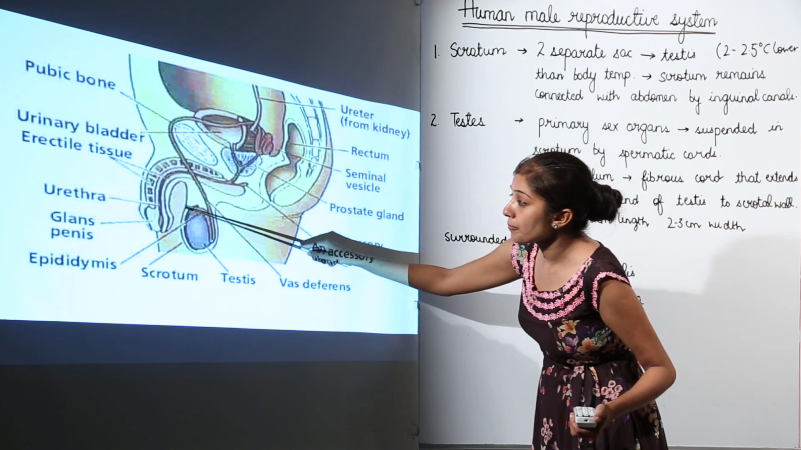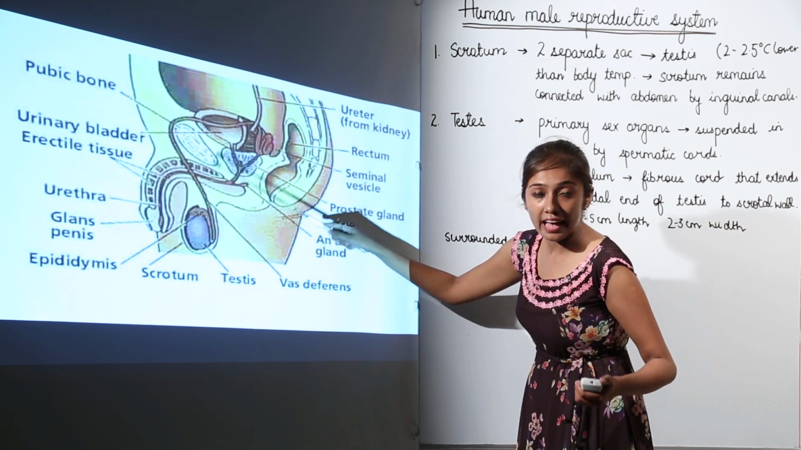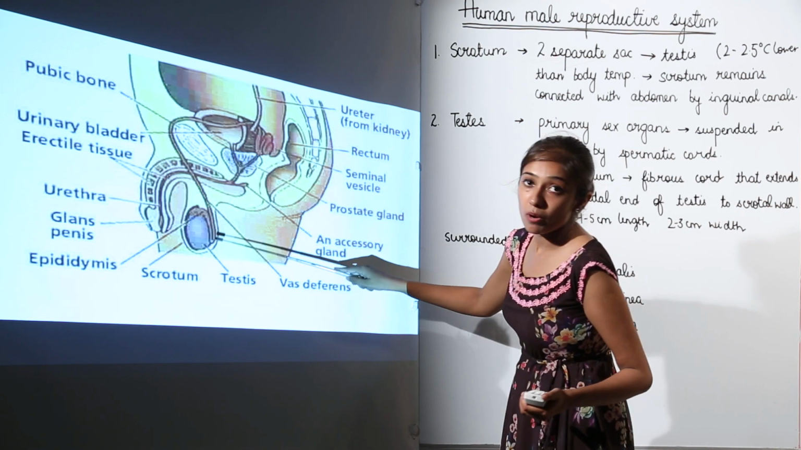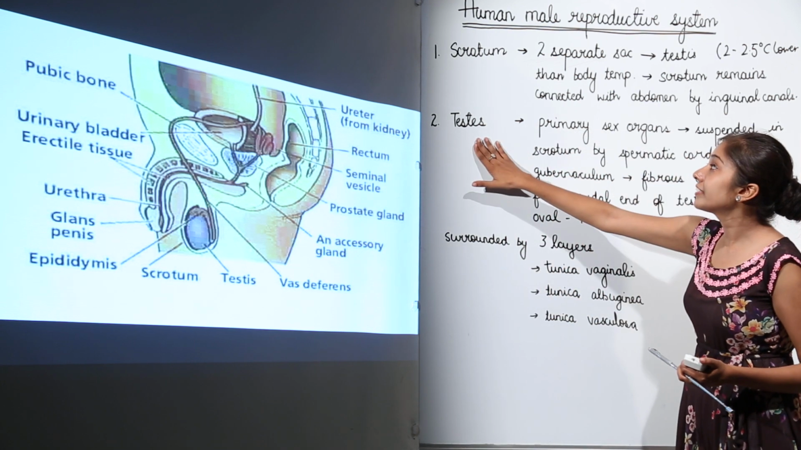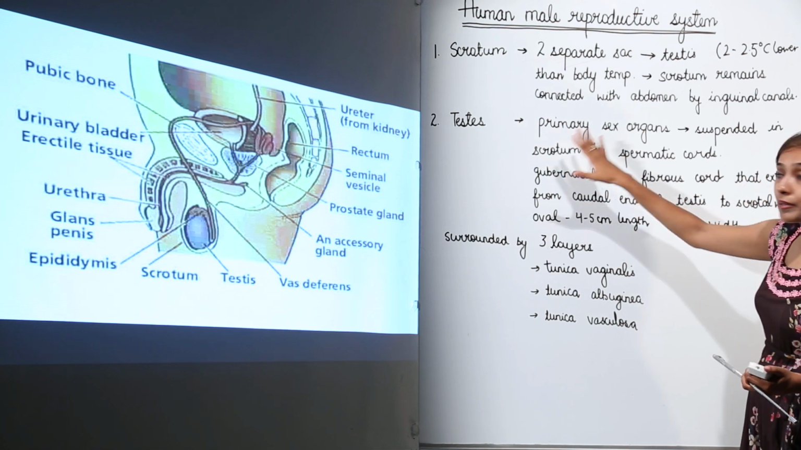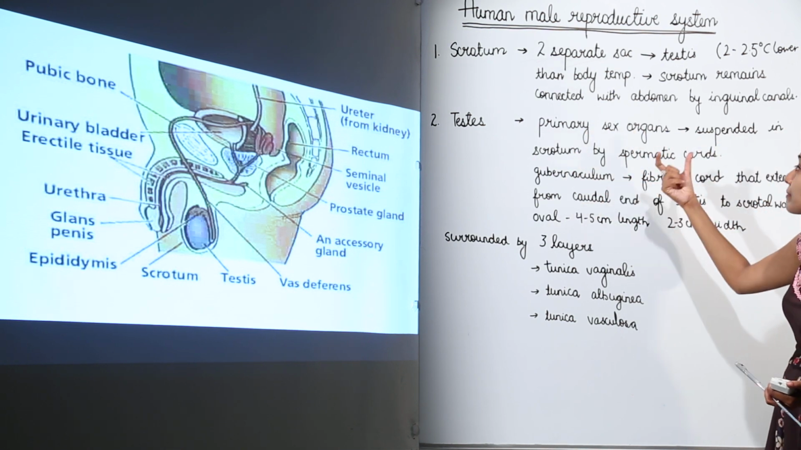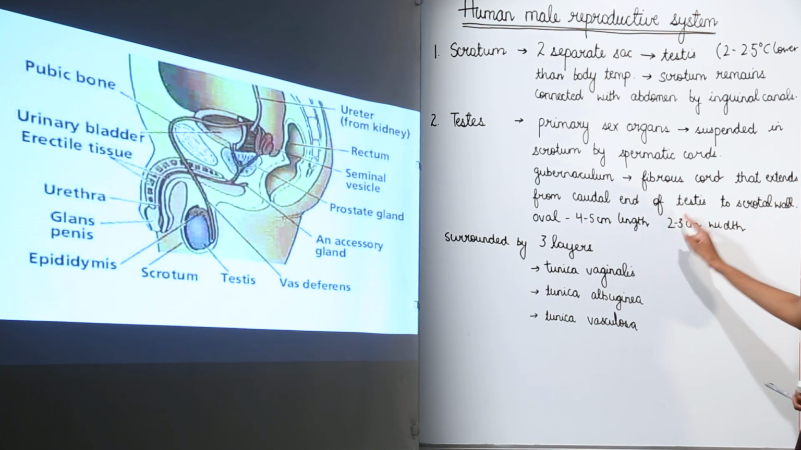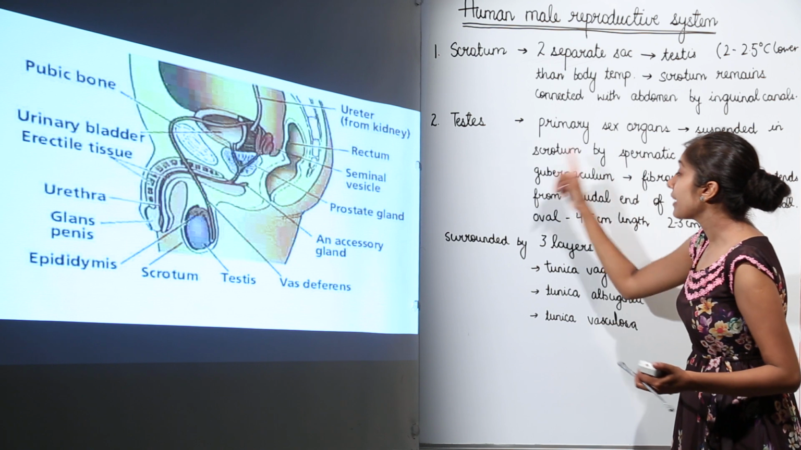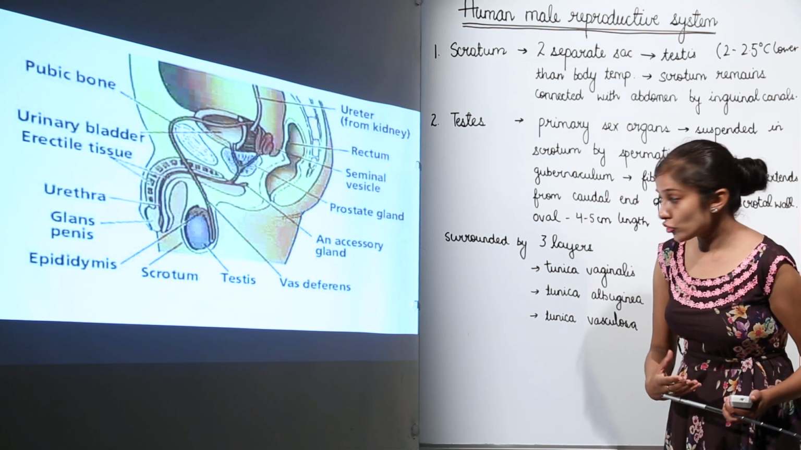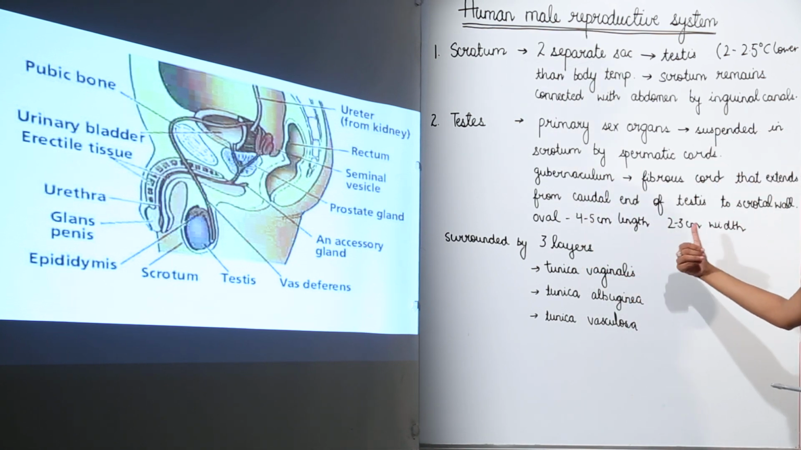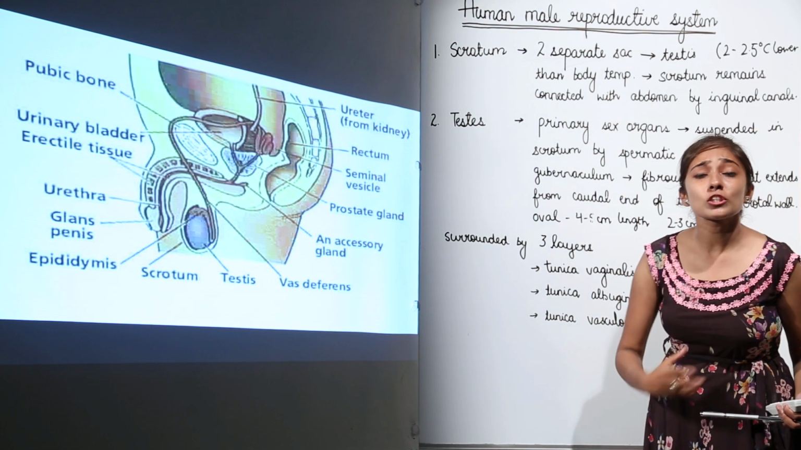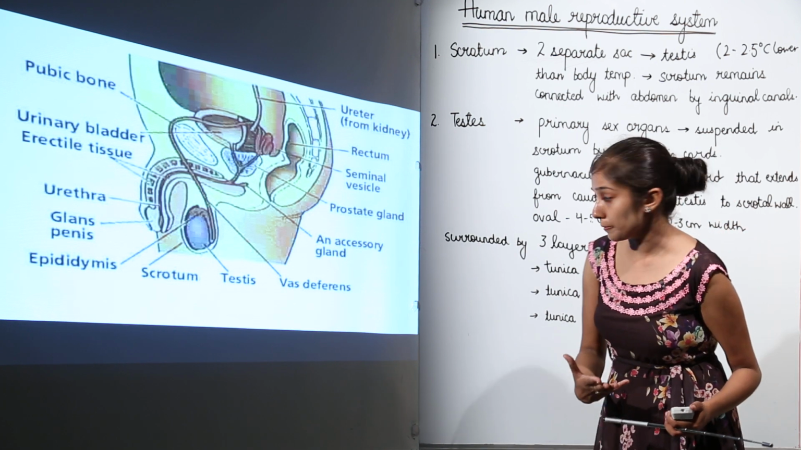What was the scrotum? It was the pigmented pouch hanging outside the abdominal cavity, right? Then we have testes. Testes are the primary sex organs suspended in the scrotum by spermatic cords, and we have a fibrous cord that extends from the caudal end of the testes to the scrotal wall which we call gubernaculum. The testes are oval in shape, 4 to 5 centimeter in length and 2 to 3 centimeter in width. So what is the trick? Just remember these points. You will be able to expand them when you write an answer.